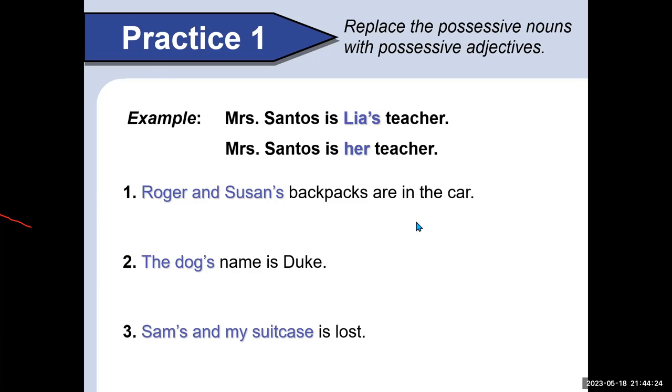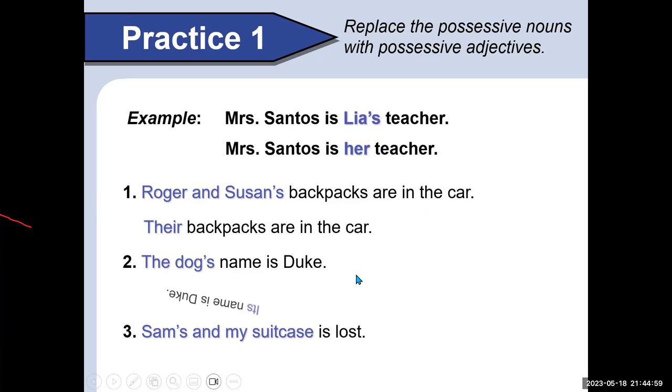Okay, let us see what we have here. Okay, Roger and Susan, backpacks are in the car. Their backpacks are in the car. This is the right one. Did you have it right? Okay, perfect. Let us see the number 2. The dog's name is Duke. Okay, his name is Duke. What about that? Right? And the last?